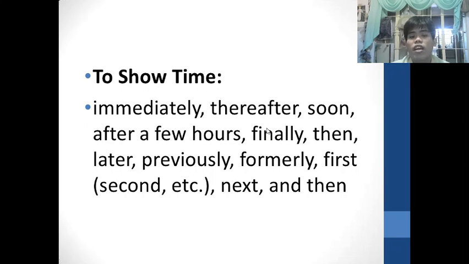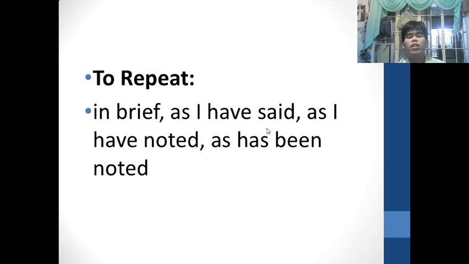Transitional devices that help show us the time: immediately, thereafter, soon, after a few hours, finally, then, later, and so on and so forth. The transitional devices that help us to repeat something or to summarize something: in brief, as I have said, as I have noted, as has been noted.